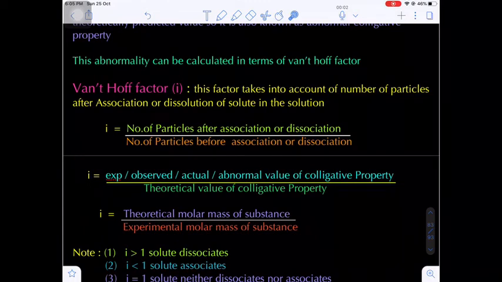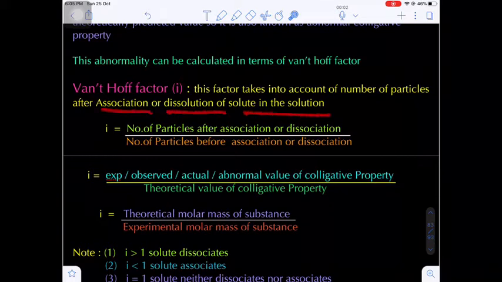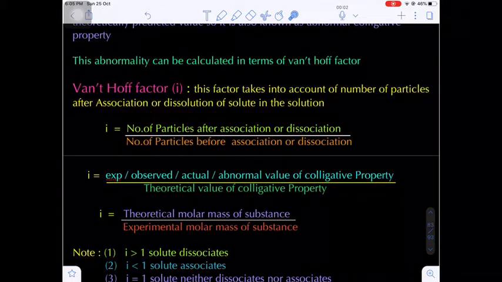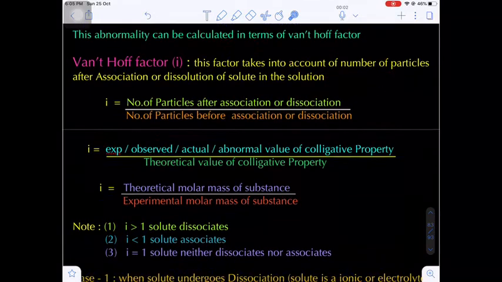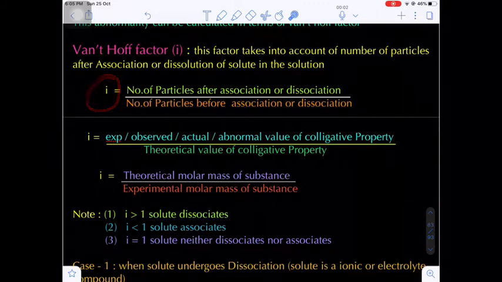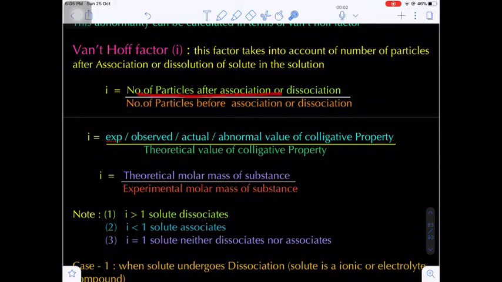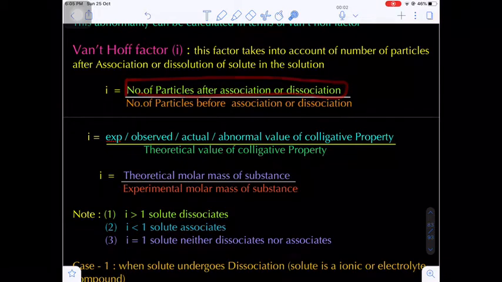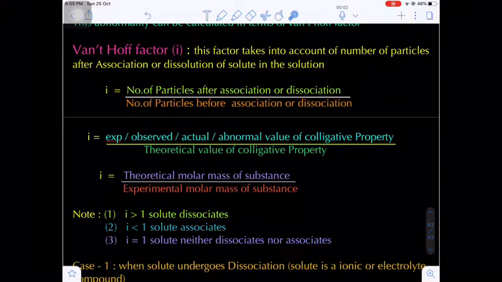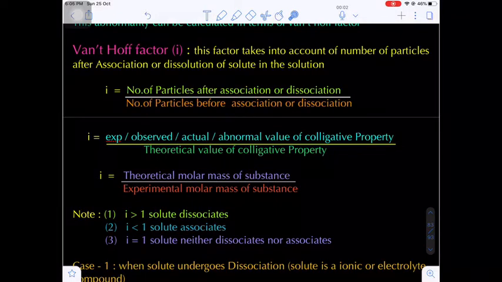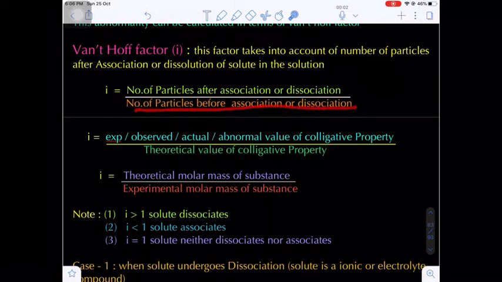The Van 't Hoff factor takes into account the number of particles after association or dissociation of the solute. After dissociation or association of the solute, how many particles will be present? That will be taken into consideration. Okay. Now, the Van 't Hoff factor is a ratio: the number of particles after association or dissociation divided by the number of particles before association or dissociation. Are you getting my point? The number of particles present after dissociation or association is in the numerator, and in the denominator the number of particles before association or dissociation.